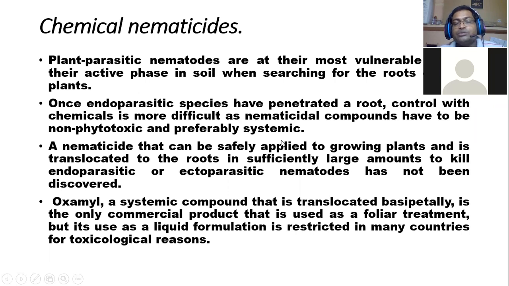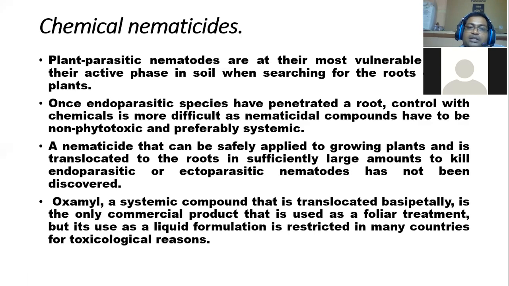It can penetrate through the foliar and go inside and kill the nematode. But so many nematodes are attacking the roots. Once it has penetrated into the roots, it will be very difficult. Also, plants will detoxify very quickly, so the concentration that will kill the nematode will not go inside the plants. That's how even the systemic nematicides will not work very efficiently.